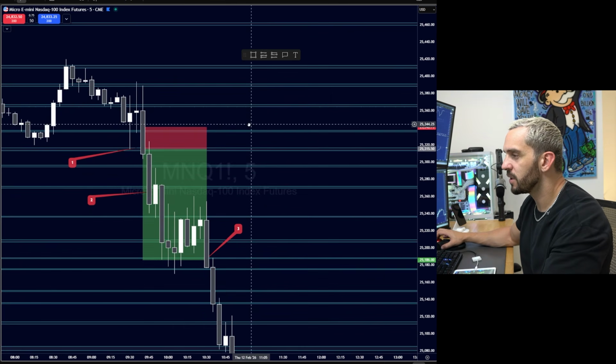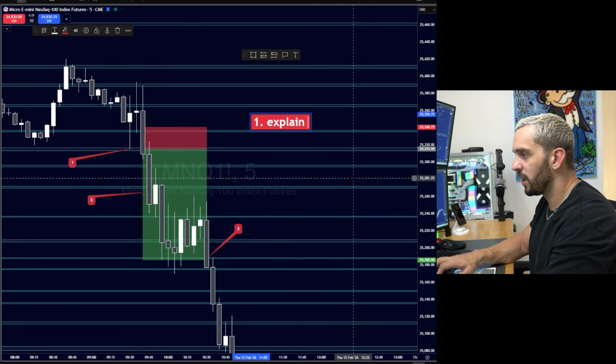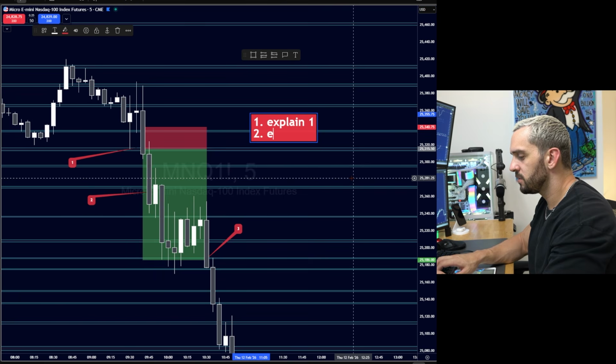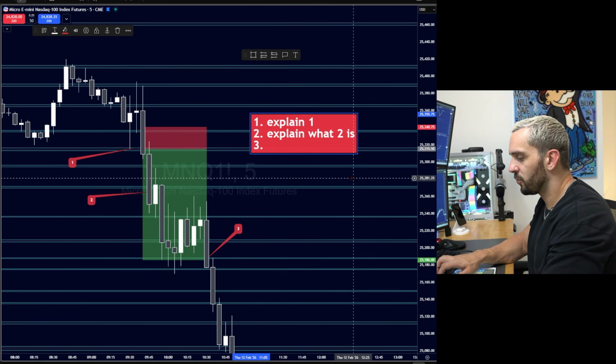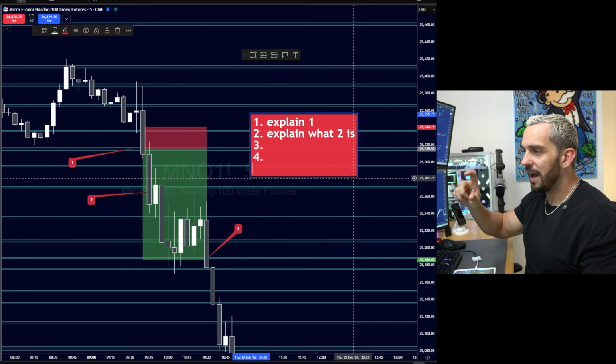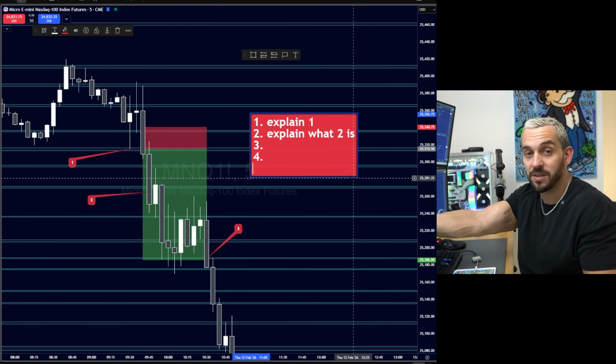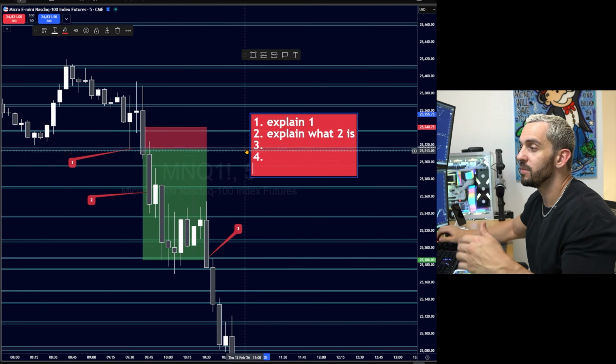And then the next thing that I'm going to do is I'm going to get a text box. We're going to grab this, and all I'm doing here is I'm going to put 1, and then I'm going to explain 1. And I'm going to put 2, and I'm going to explain what 2 is. Same thing, 3, 4, I don't care if you have 20 things that you were looking at. I'm documenting everything that I was looking at and why I was either in the trade or what I did or what happened. And I'm using this number system to document that.